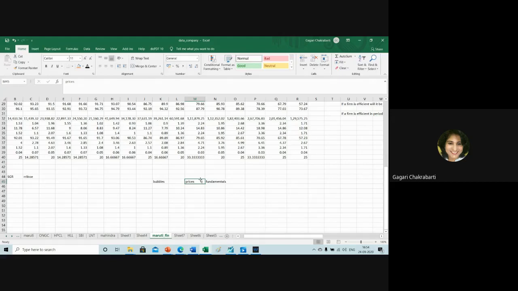Now, if the prices are determined by the fundamentals, then there is no question of generating the bubble. But if prices are not determined by the fundamentals, then there is a possibility that the bubble may be generated in the market. Right? Now, in that case, we shall be checking for another type of bubble also. So this is sheer speculation. Prices are not reflecting the fundamentals.